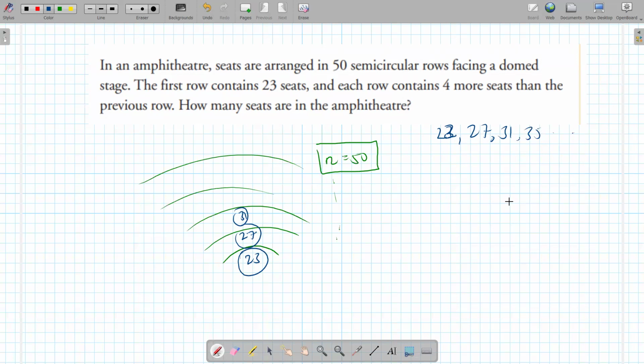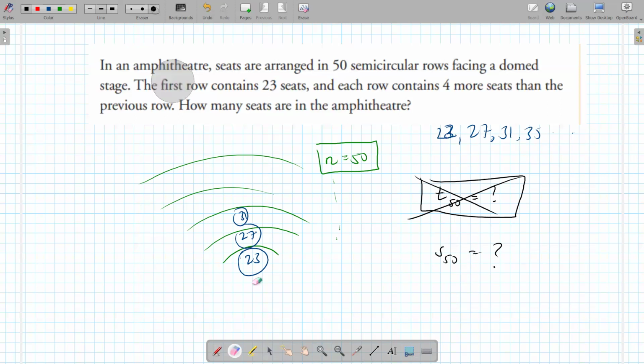But this question is not asking us for the 50th term. Is it asking us how many seats are there on the 50th row? No, it's not, right? It's asking us how many seats are there in total throughout all the rows. So this question is not asking you for T50. Keep that in mind. What it's asking you is S50, where the S stands for the sum. So we need to find the sum of the first 50 rows.